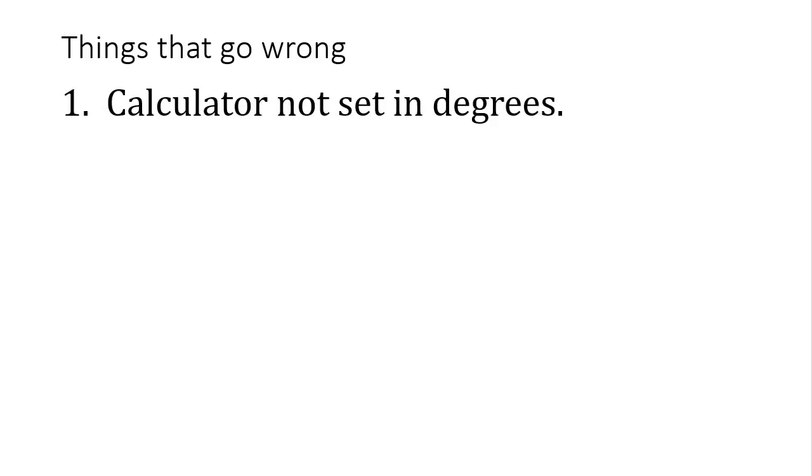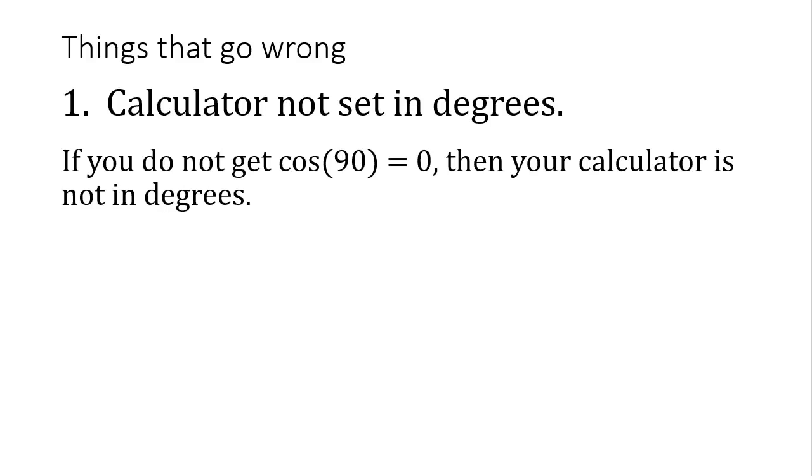First up, your calculator might not be set in degrees. So how do we check? We type in cos 90 and we get 0. If you're not getting that, then your calculator is not set in degrees and you're never going to get the right answer in that case.